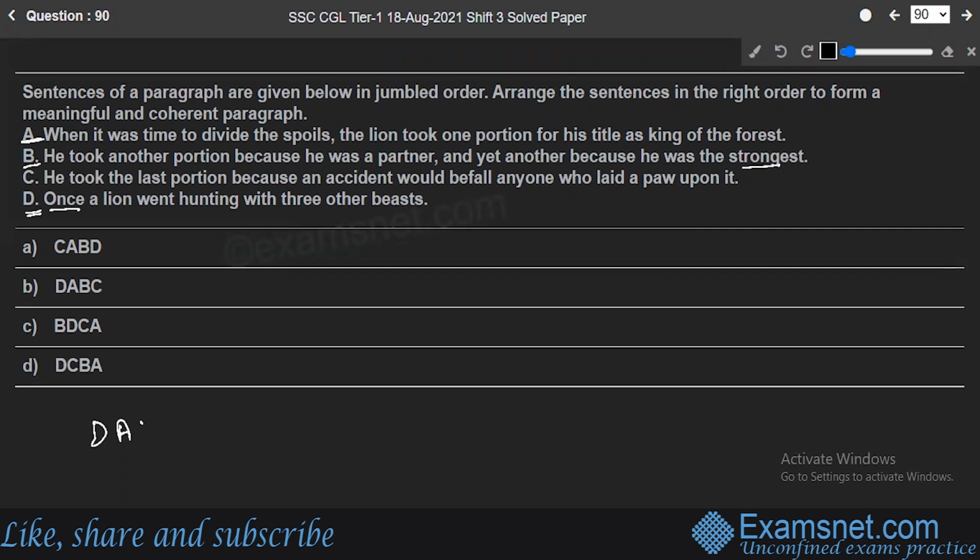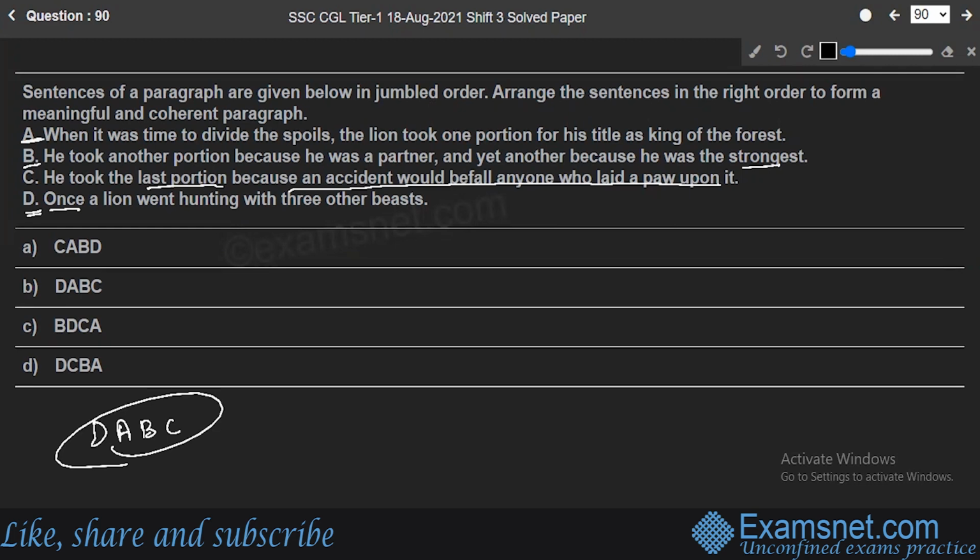Then, of course, we have the last one as C. This will come as a concluding part because it explains what the lion said while taking the last portion of the spoils. So he took the last portion because an accident would befall anyone who laid a paw on it. So the correct sequence is D, A, B, C.